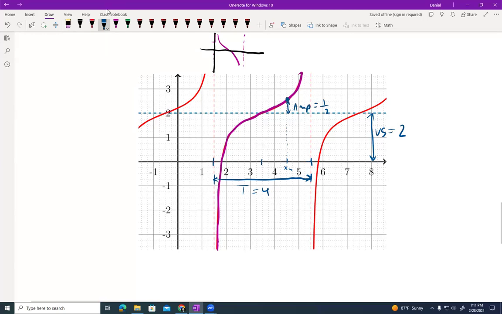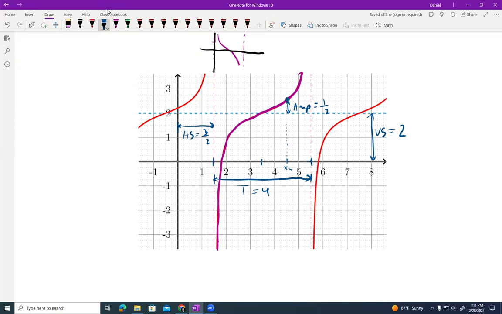Now, let's do the horizontal shift. So remember that for tangent, we were looking at the distance between this middle key point and the y-axis. But for cotangent, right, we would be looking at the distance between this vertical asymptote here and the y-axis instead. Okay, that's how far it's been shifted over. So our horizontal shift then will just be equal to 3/2.